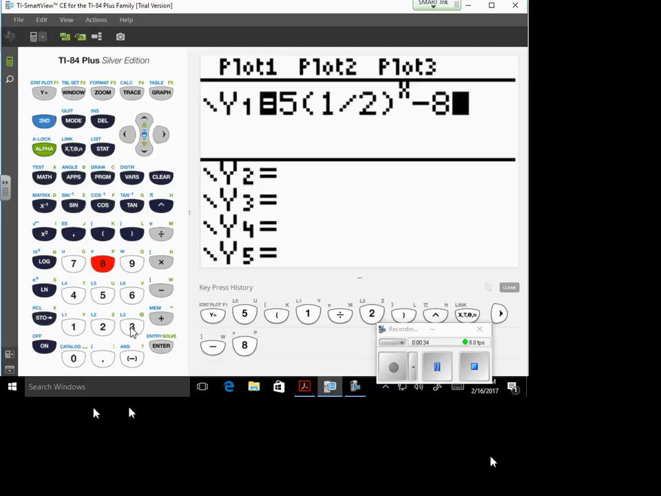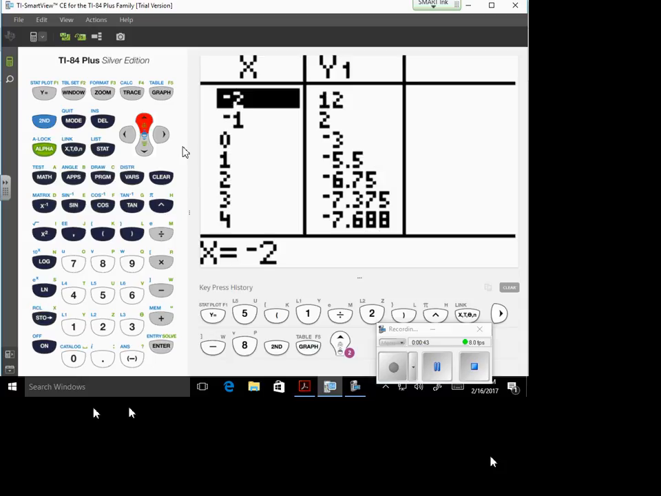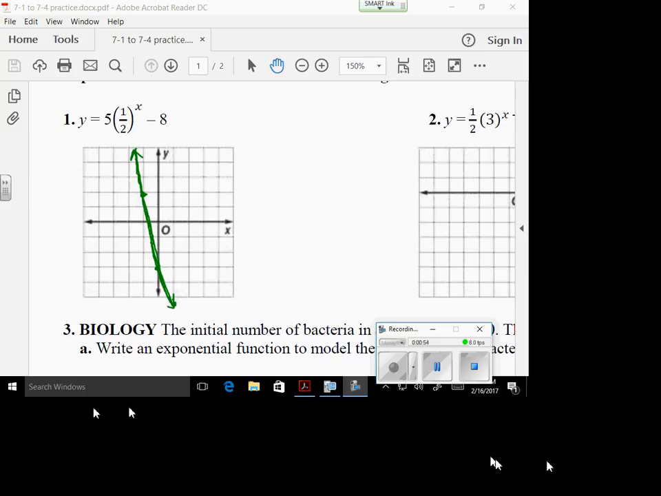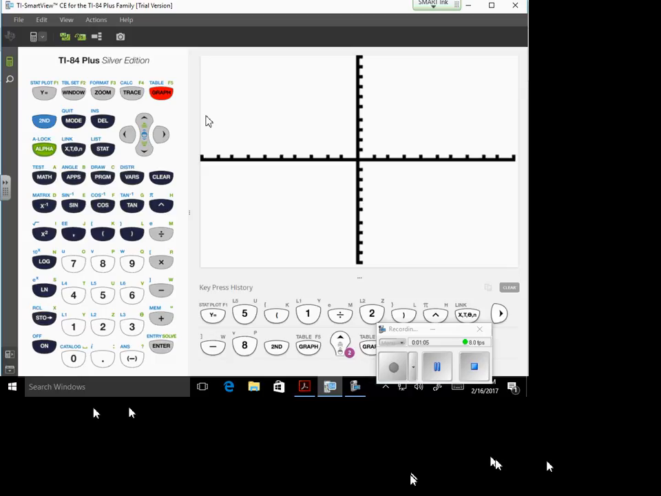You've got your table: 0, -3; -2, 12; -1, 2; 0, -3. This is what the graph looks like. If you go to the calculator and look at the graph, you can see that it starts to taper and level off here.